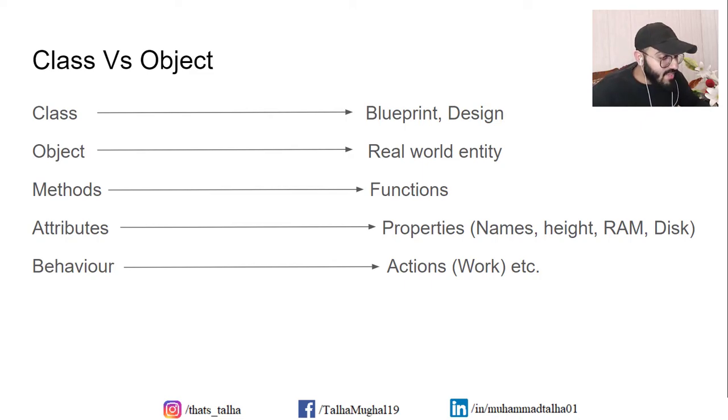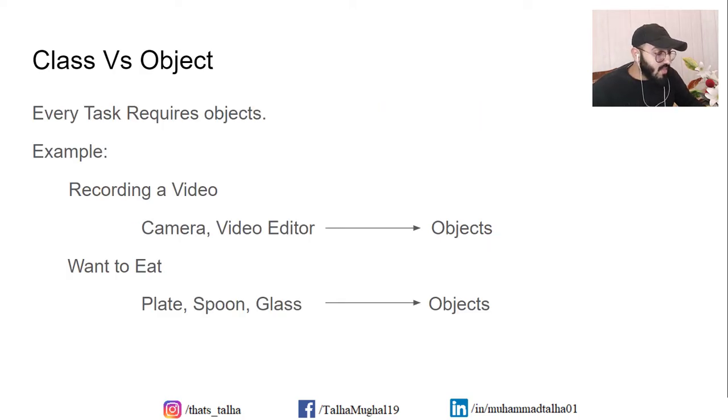And the second one is behavior. Now behaviors are something we can refer to as actions or work. So we define our objects using attributes, and based on those attributes our objects do something. Now that function is called behavior. So let's go ahead and use a couple of different examples to understand what an object is.